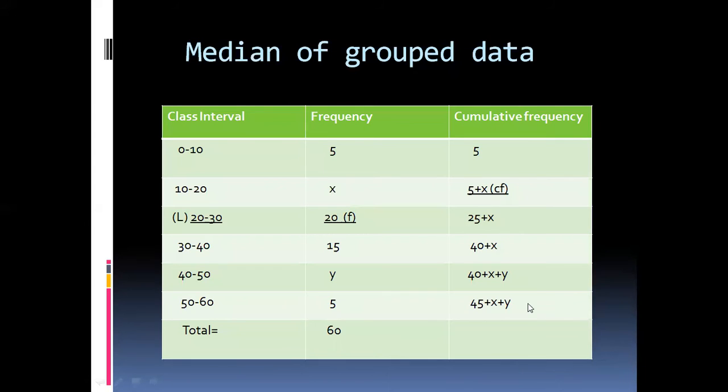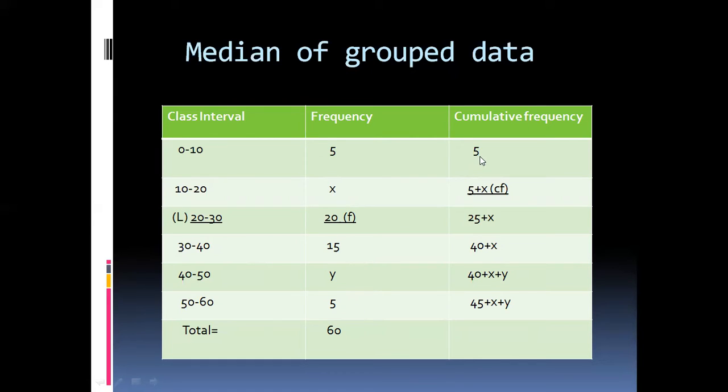So write the class intervals as it is: 0 to 10, 10 to 20, 20 to 30, 30 to 40, 40 to 50, 50 to 60. And the frequencies 5, x, 20, 15, y, and 5. The total of this frequency is also given as 60 because in the question the total frequency is given. So the total you write as it is, 60.